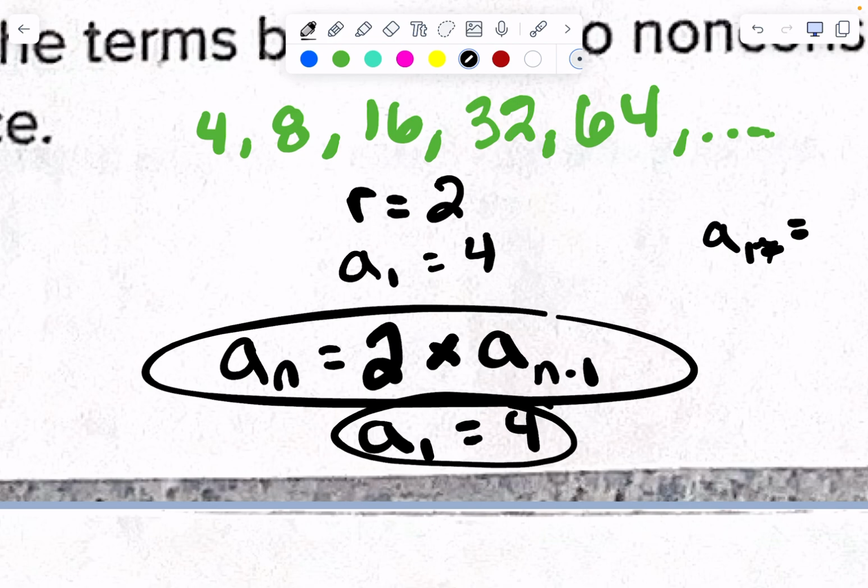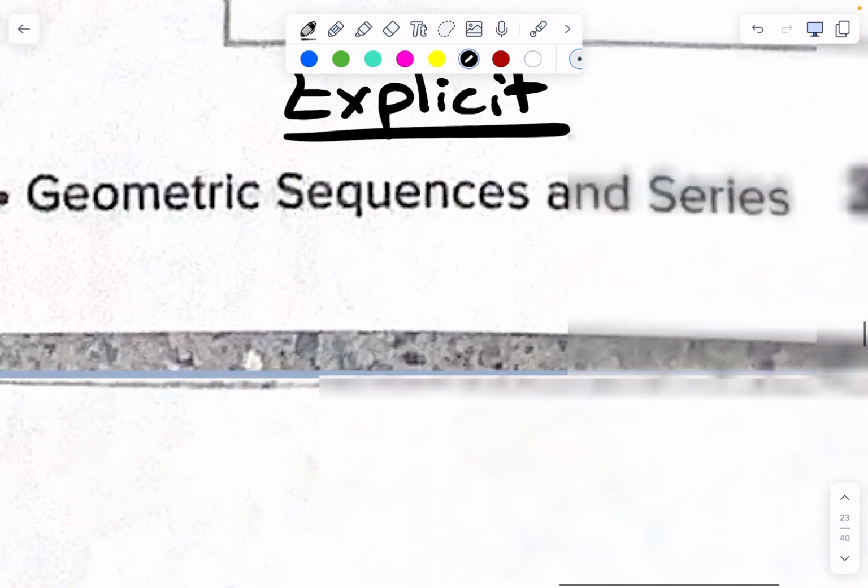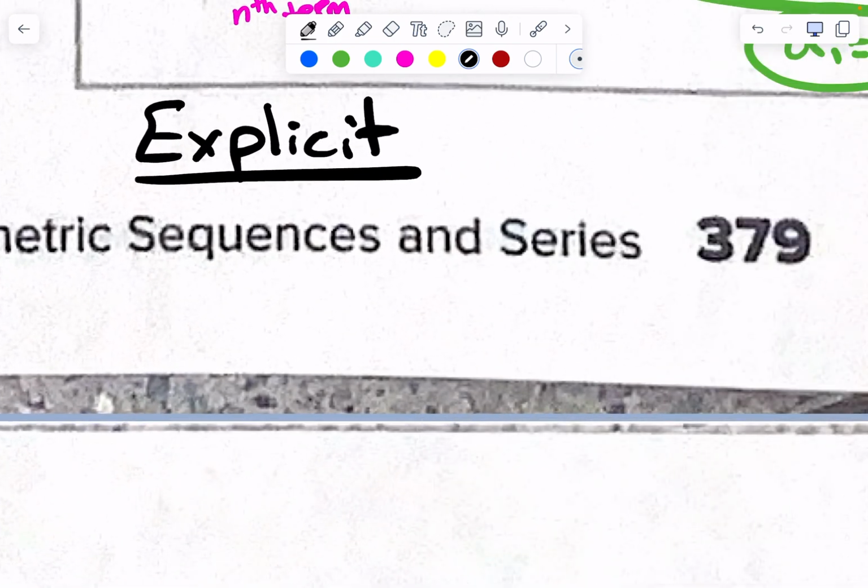It's a nice, easy pattern, but it's not very good for knowing the 72nd term. So the other one is something called an explicit. Why can't you just do 2 to the 17th? That's the explicit formula. That's what we're going to do right now.